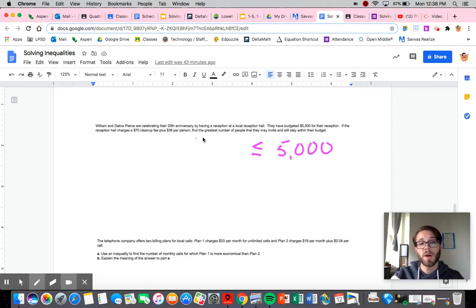Anyway, so we're going with greatest number of people. So we know that it has to be less than or equal to 5,000. So if you remember that chart we went with, like the maximum, you're dealing with a less than or equal to or greatest, things like that. So think about it in terms of we want to get as close as possible to $5,000, and it's okay if we spend $5,000.